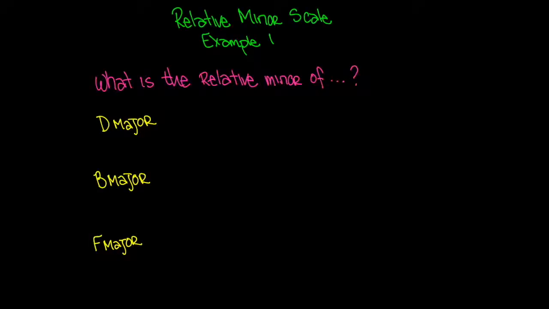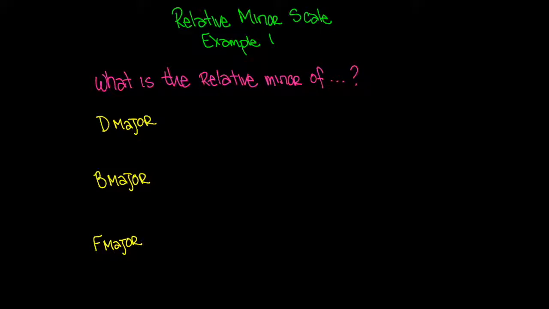In today's video, we are going to be looking at more examples of the relative minor scale, and I have a very simple question that I would like to ask of you. What is the relative minor of the given scale? So we're going to look for what is the relative minor of D major, B major, and finally F major for the examples in this video. Let's go ahead and get started.